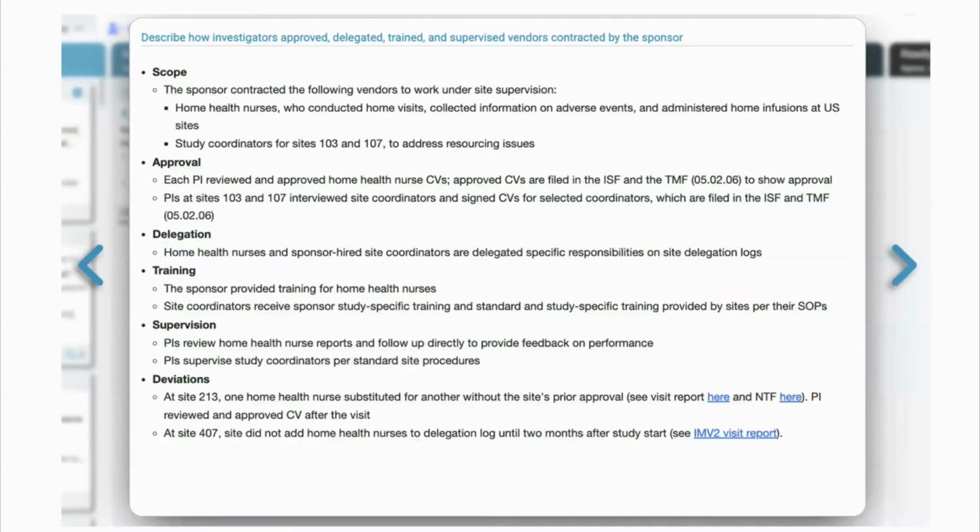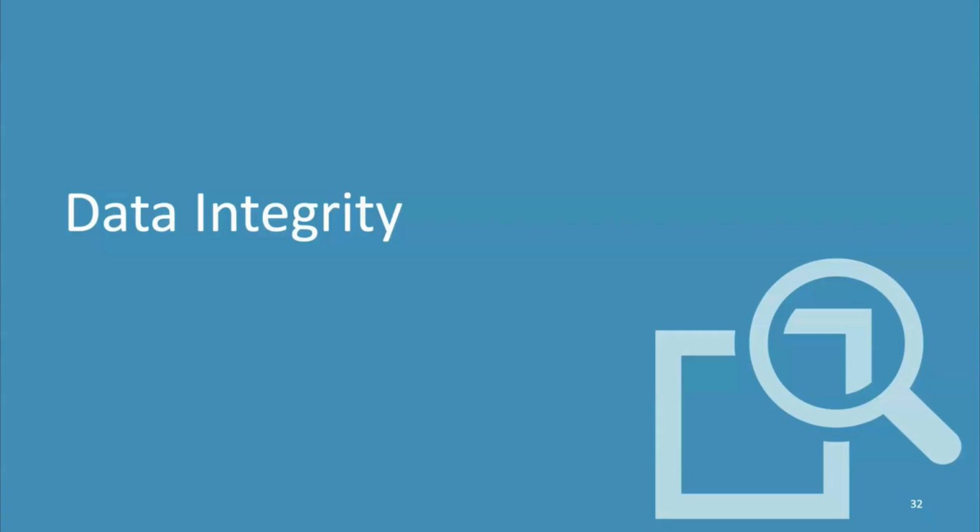So here's the kind of storyboard that we might develop. This one just lists out for a particular study who the sponsor contracted to work under site supervision, how the PIs approved them, how they were delegated, trained, supervised, and then here at the end we have a couple of deviations that we're putting on the storyboard just so that we are aware of them. So that's the kind of storyboard that I would expect to see to address that very question.